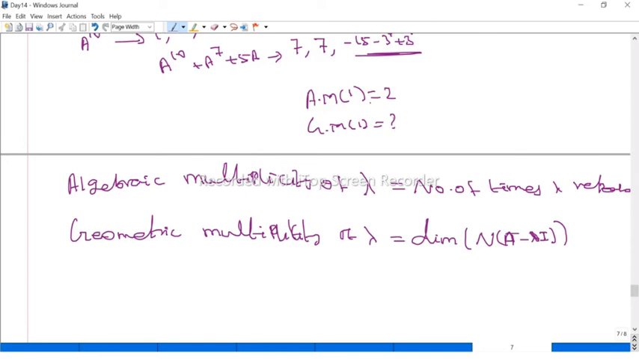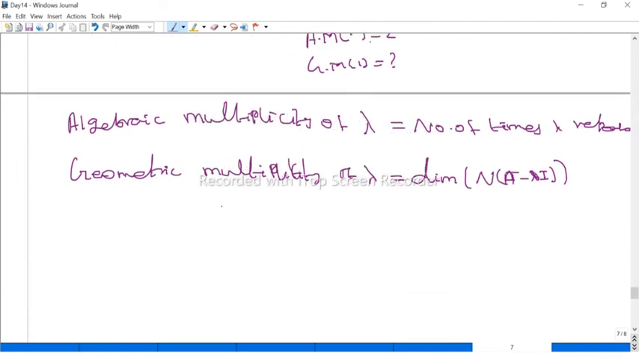Suppose these two numbers are equal for all eigenvalues lambda, the algebraic multiplicity and the geometric multiplicity are equal, then A is diagonalizable. But in general, this is not true. Algebraic multiplicity need not be equal to the geometric multiplicity of a particular eigenvalue. But if for all eigenvalues lambda the algebraic multiplicity equals the geometric multiplicity, then we say A is diagonalizable. So A is diagonalizable if and only if the algebraic multiplicity and geometric multiplicity of each eigenvalue are equal. That is a very important note.